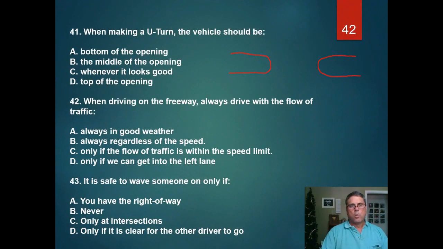When making a U-turn, you should what? Okay, so here we go. We got car A, we got the blue car, and we got the green car. The blue car is going to go right here. The green car is going to go right here. Who has the right-of-way? The person that has the right-of-way is the person at the top of the opening.